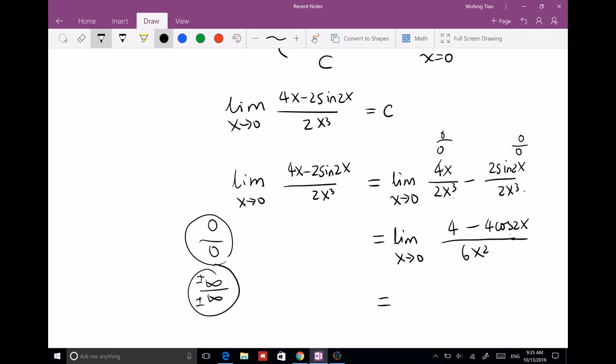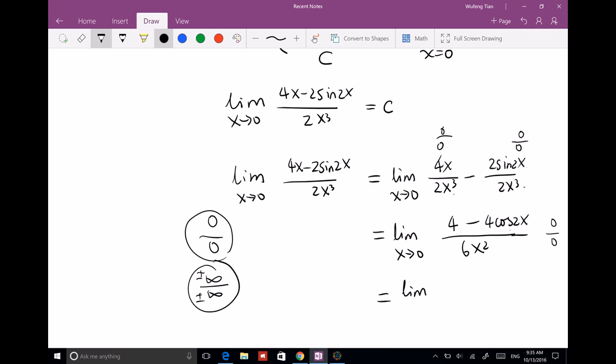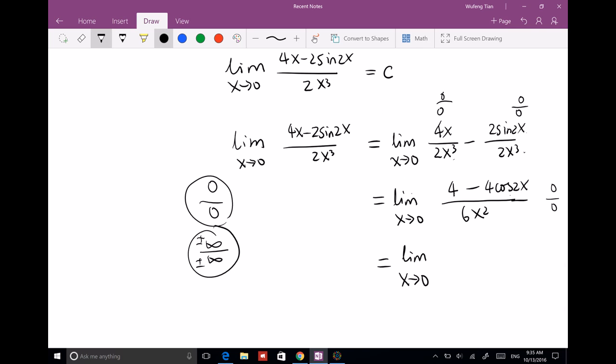Plug 0 here is 4. Plug 0 here is 4. 4 minus 4 is 0. Plug 0 in the bottom is 0, so 0 over 0 form. So we still can use L'Hopital's rule here. Okay. So we continue to use L'Hopital's rule.